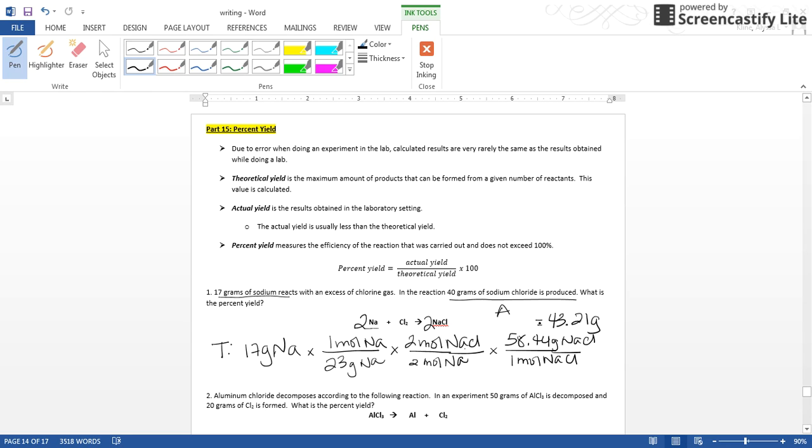Okay, now we have grams of sodium chloride, and we can go ahead and find the percent yield. So percent yield is the actual, which is 40, divided by the theoretical, 43.21, which we just found, times 100. We're looking at a percent yield of about 92.6%. And that's it.